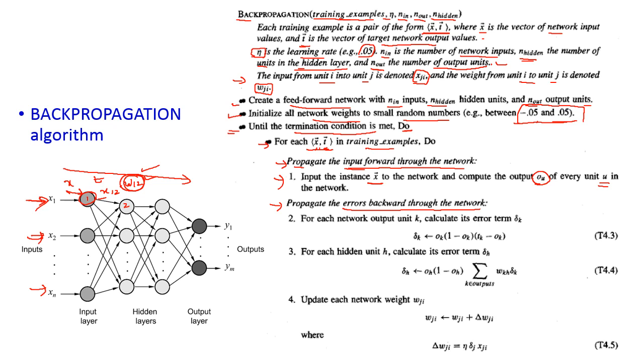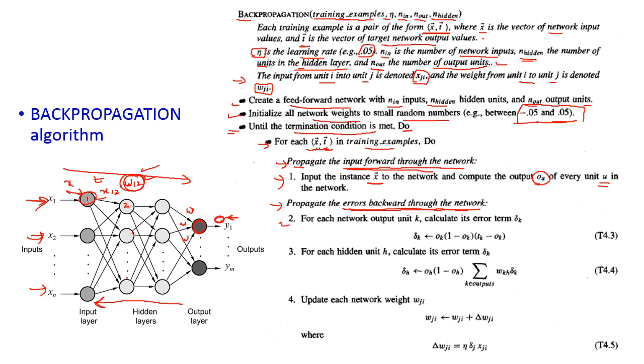This is the first step, input forward through the network, and then propagate the error backward through the network. Because if there is an error in this particular output, we have to adjust the weights of all the hidden layers which are connected to the output layer, isn't it? Simultaneously we have to adjust all the weights in the nodes through the entire network. So the error will be propagated backward through the network.